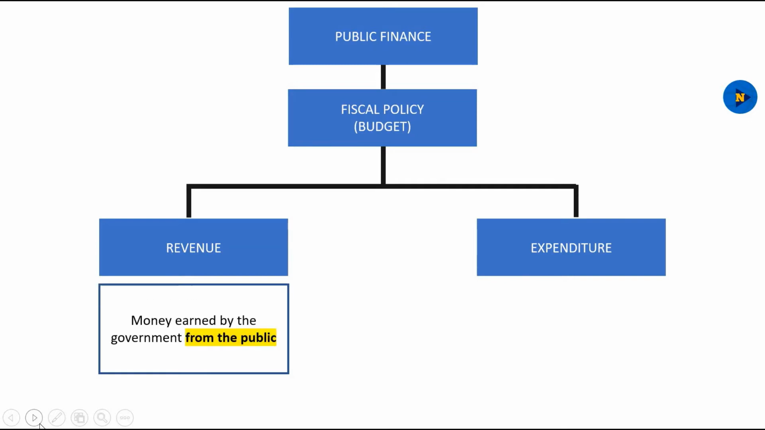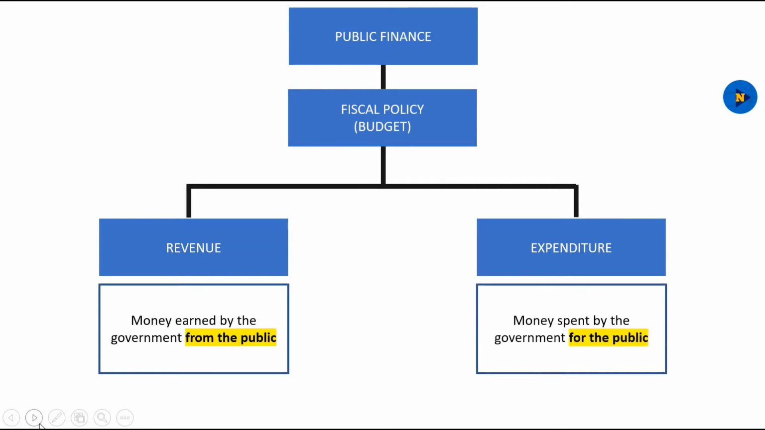Revenue is money earned by the government from the public, and expenditure is money spent by the government for the public. So if you notice a pattern here, from the public and for the public. So the revenue that the government earns, they collect it from us, from the public. But they also spend that money that's collected from us for us, which goes with the democratic ideals of the people, for the people, by the people. So the revenue is composed of the earnings of the people, and the expenditure is for the people.